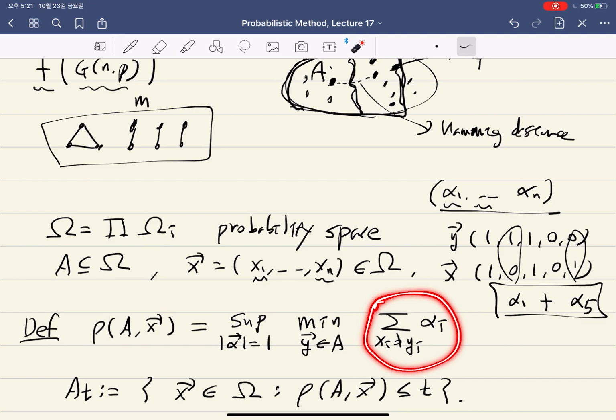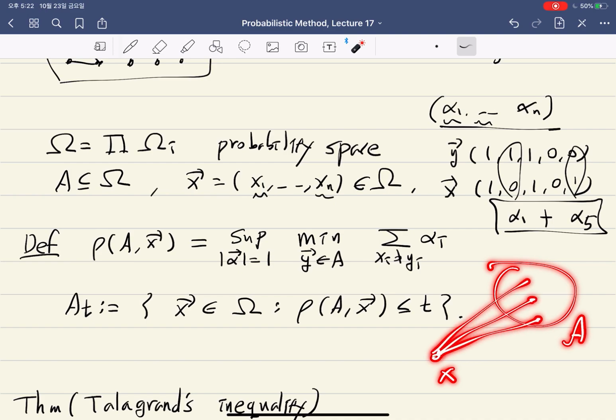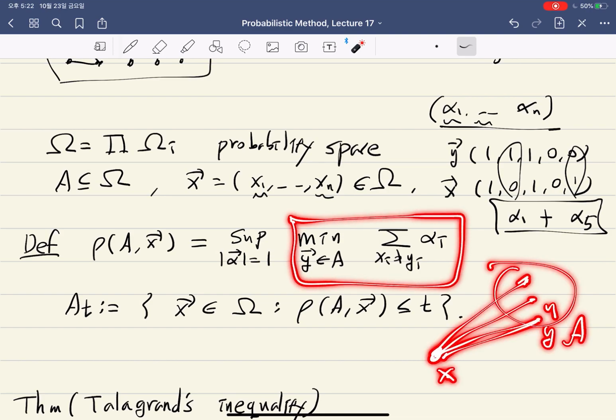But we want to consider all possible alpha. So let's say we fix the alpha, and we want to measure the distance between x and A. How do we measure it? We have A and x, and we measure the distance between the point x and all points y in A, and we take the minimum one. So this is the weighted distance between x and A.